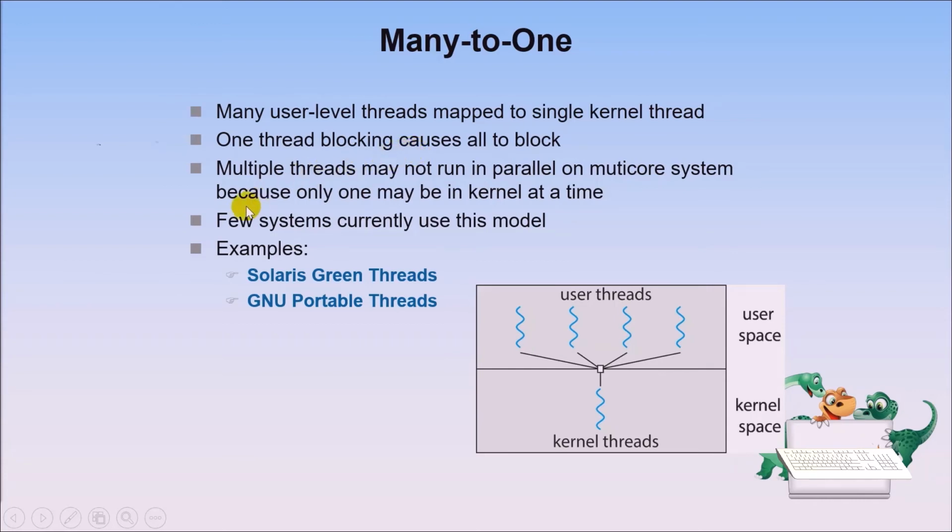Because a single kernel thread can operate only on a single CPU, the many-to-one model does not allow individual processes to be split across multiple CPUs. Green threads for Solaris and GNU portable threads implemented the many-to-one model in the past, but few systems continue to do so today.